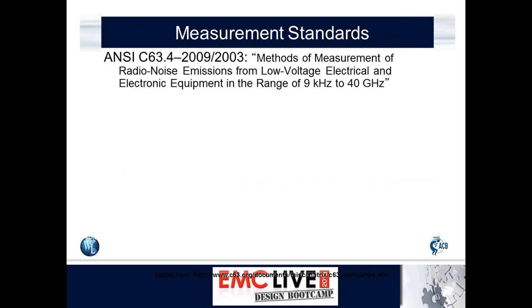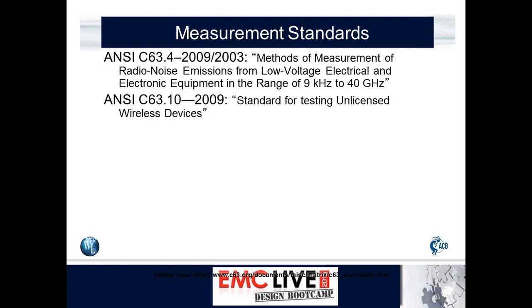So we have to measure these devices. What measurement standards do we have? Well, we have the ANSI C63.4, the 2009 or the 2013 version. They're actually going to change that again to the later versions. And that's just measurements of radio noise and emissions from electronic equipment.